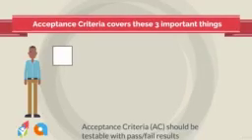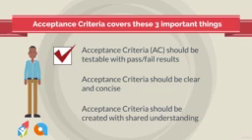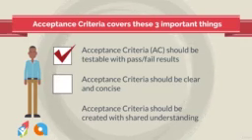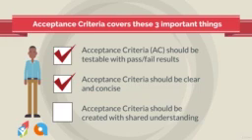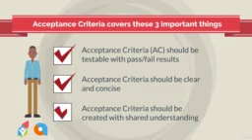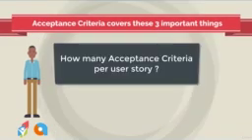Lastly, you want to remember these 3 things. Acceptance criteria should be testable with clearly defined pass-fail results. The acceptance criteria should be clear and concise. Developers should be able to understand it, with no poetic language or philosophical statements, just to avoid any confusion. And acceptance criteria is established with shared understanding between the team and the product owner.